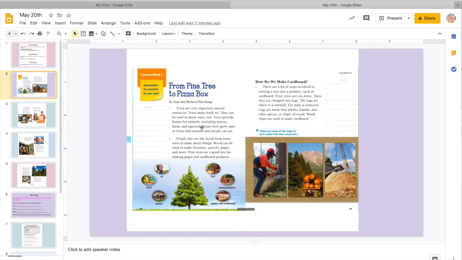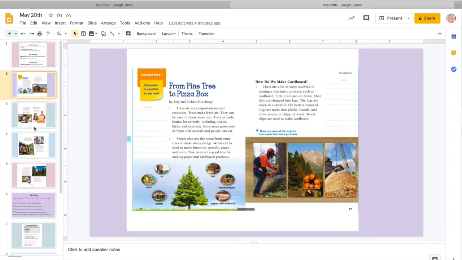So you're going to read that, talk about those steps with your child. So again, students, you can either read this with a parent or with a sibling, but make sure you're talking about that process. What were the steps they went through to go from Pine Tree to Pizza Box? And we call that sequencing because you're telling it in order. You're going to give us those steps in sequential order.